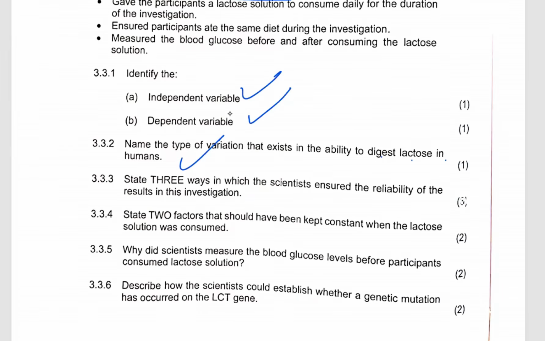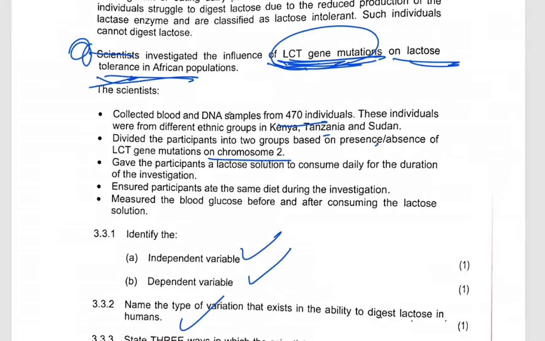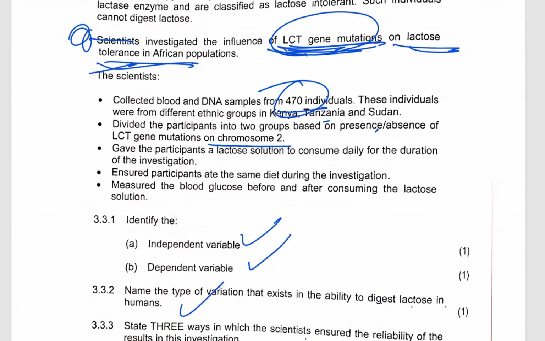Then they're saying state a way in which the scientists ensured the reliability of the investigation. Remember, reliability is by increasing the sample size. So they ensured this, meaning that they used 470 people. The individuals were from different ethnic groups. You understand? We see them there.